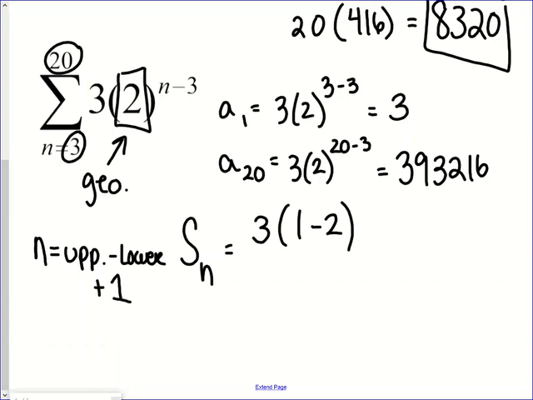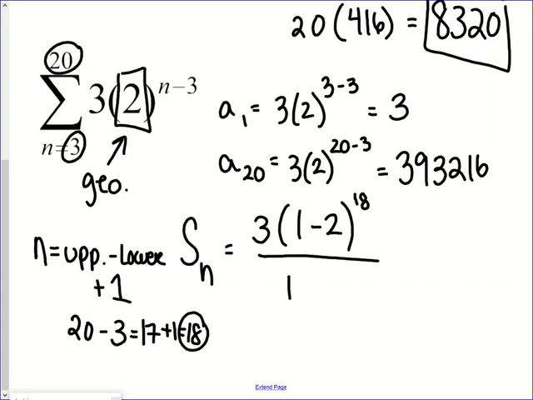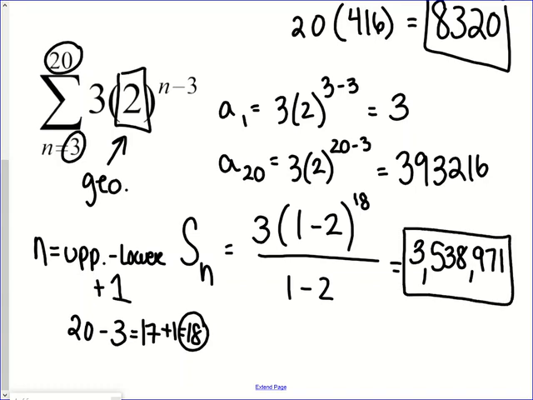So in order to find our n, we do upper minus lower and then plus 1. So our upper number is a 20 minus our lower number is a 3, so that's 17, and then plus 1 would be an 18. So 18 is going to be on our exponent of our formula. Then we divide by 1 minus 2. So once we simplify that, we get 3,538,971. So our sum for that one is very big because we're going all the way to 20 numbers for that problem.